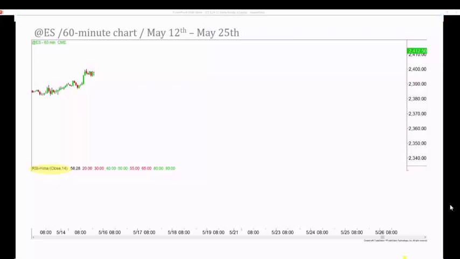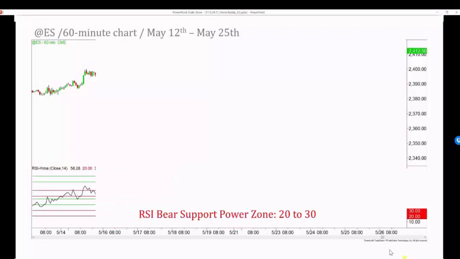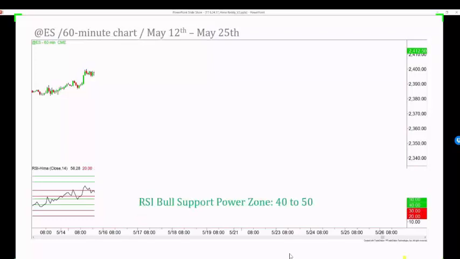So you've got RSI HEMA, that's what I named it, in TradeStation, and it starts out with the bear support zone being these two red lines on the bottom. See how 20 and 30 come up on the right side axis? 20 to 30 is the bear support power zone. The next two green lines are the bull support power zone. I took 30 and 70, the plain lines, off my chart.